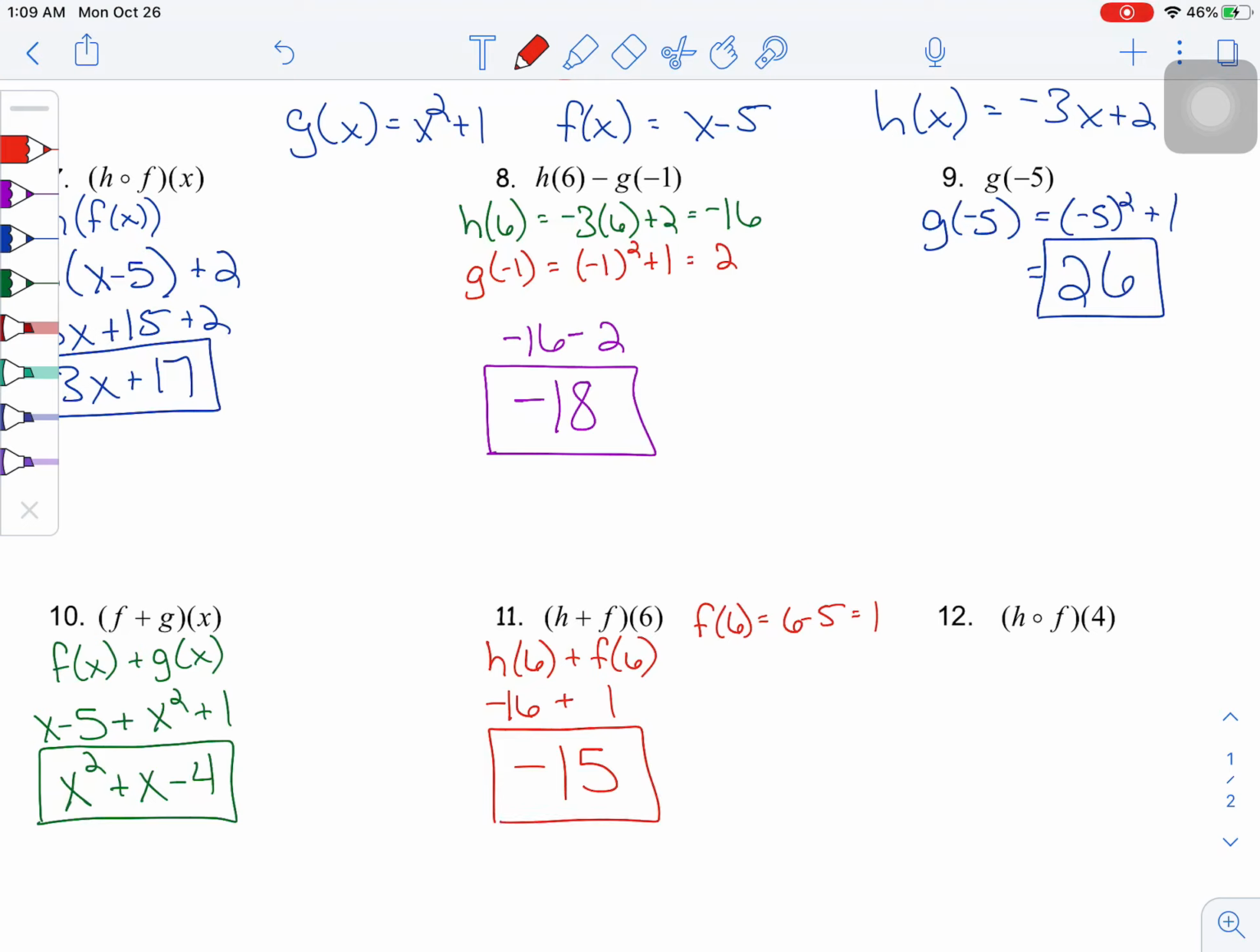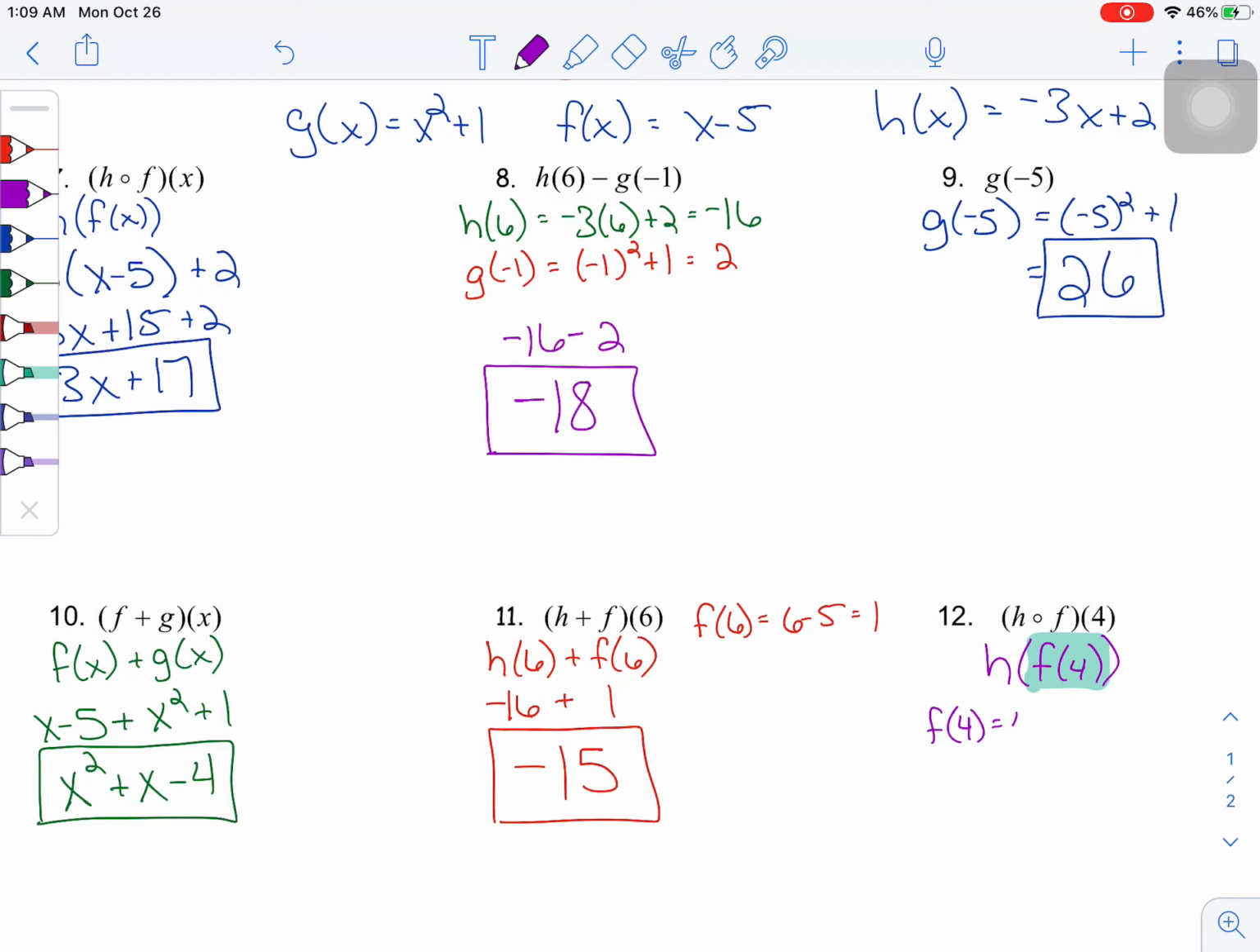Okay. And I believe this is the last problem. Problem number 12 here is h of f of 4. So that means I'm going to take f of 4 and figure out what that is equal to. So I want to start with this inside piece. And then whatever I find for that answer, I am going to put that in the h function. So let's start with f of 4.